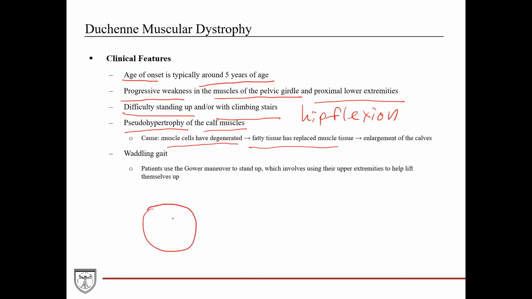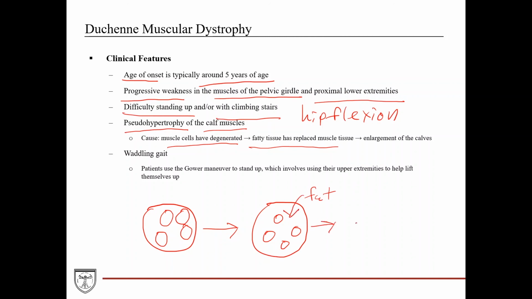So this will be a cross-section of a muscle, and then you're going to have these muscle fibers within the muscle like this. And then what's going to happen is you're going to have degeneration of these muscle fibers. And so what you're going to see is shrinkage of these muscle fibers. And so you're going to have all this empty space in here, as you can see. And so what's going to happen is you're actually going to have fat come in and fill that empty space.